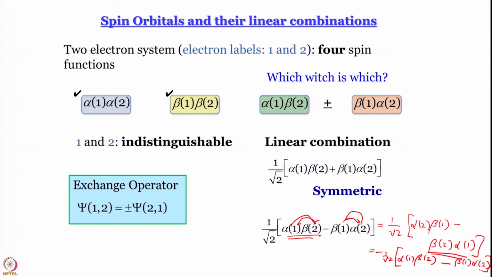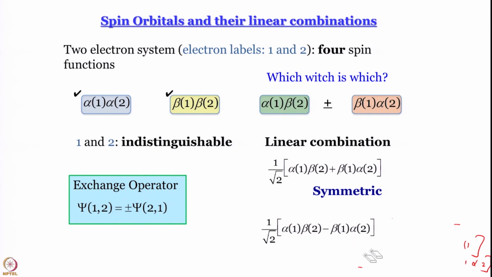Okay. So, what is that? You recognize it? If this is psi, then this is minus psi, is not it? So, after erasing, what we see is that upon applying the exchange operator, the second wave function changes sign. So, the second wave function must be antisymmetric with respect to exchange. So, what we see here is that the wave functions that we generate by taking linear combinations are either symmetric or antisymmetric with respect to exchange.